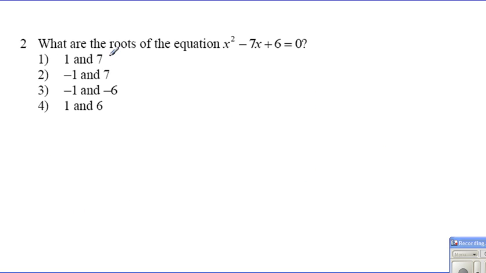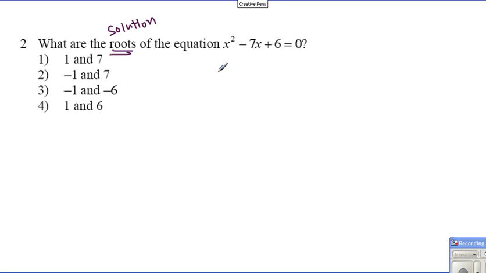How do you find the root? Here the word root is the same thing as solution sometimes, or sometimes it can be described as an x-intercept also. Alright, let's try to look into this one. How are you going to find out the value of x?